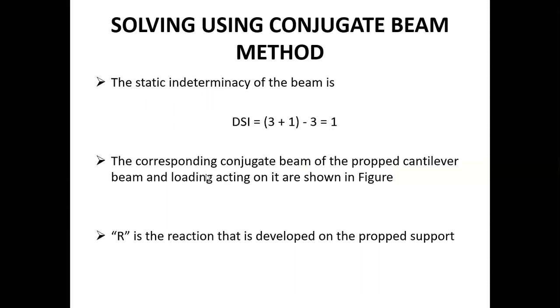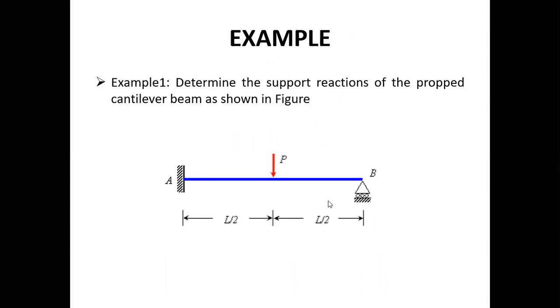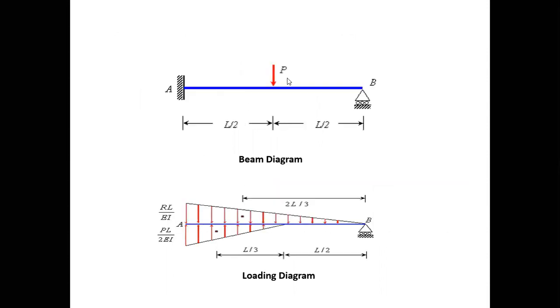Now the corresponding conjugate beam of the propped cantilever will be shown in the next figure. I'll make it. Now the reaction R is the reaction that is developed at the prop support. At the prop support, an upward reaction R will be developed due to the support condition. Now we can easily see this is the beam and this is the conjugate beam for it. We need to understand this in a very concentrated way, and we have already discussed this method in Structure Analysis 1. So here we'll quickly see about it.